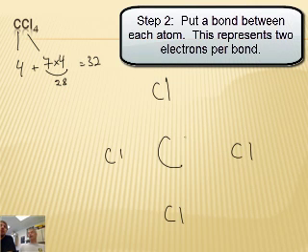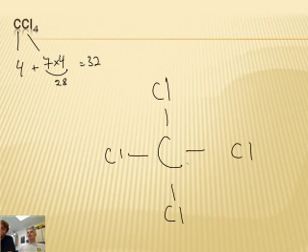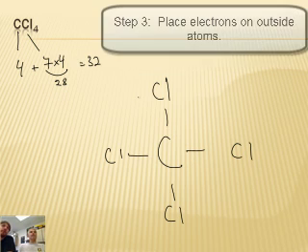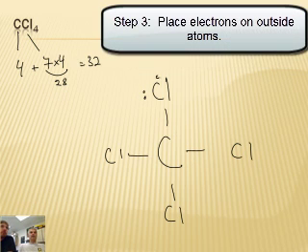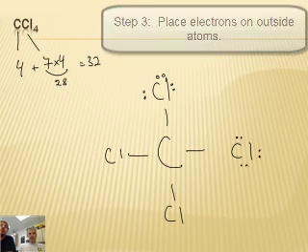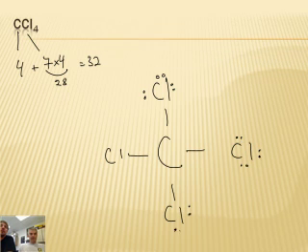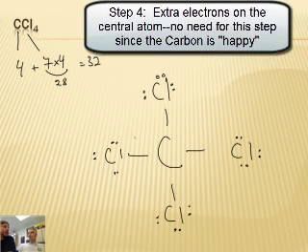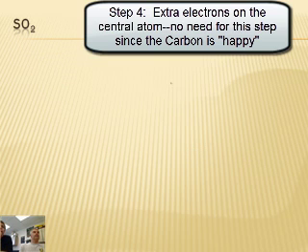So what's the first step? Draw a bond between them all. 2, 4, 6, 8. By the way, carbon is happy already. He's got 8. So if we can make chlorine happy, we're good to go. So 10, 12, 14, 16, 18, 20, 22, 24, 26, 28, 30, 32. Okay, we're good. Everybody's happy. Each chlorine has 8, carbon has 8.